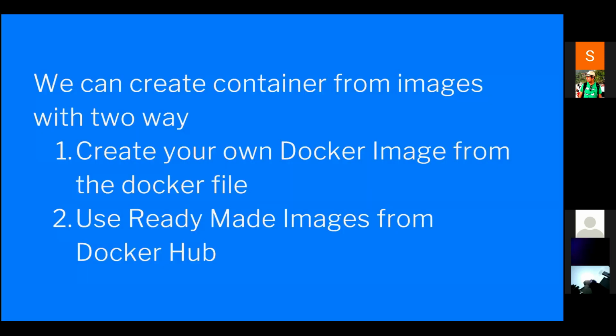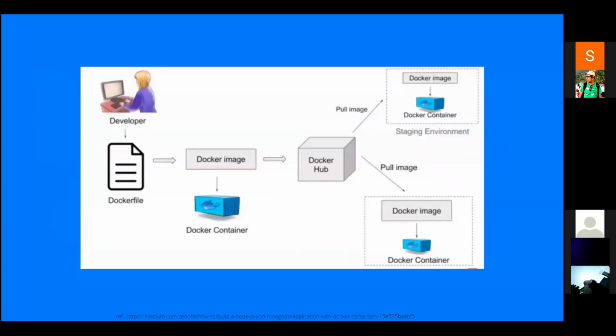So in Docker, you need to create a container. How can you create a container? You require an image, and you can create an image in two ways. One is to create a Docker image from a Dockerfile, and the other is to utilize ready-made images from Docker Hub. Docker Hub is a platform where you can find various ready-made images. If you see the whole scenario, I can explain it more here.